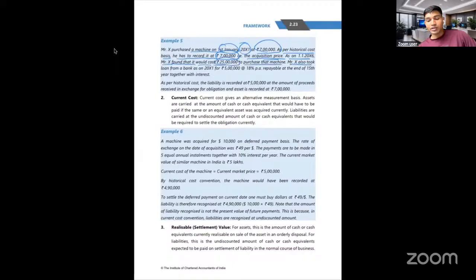Mr. X also took a loan from a bank in 2021 for rupees 5 lakh at 18% per annum, repayable at the end of the 15th year together with the interest. As per historical cost, the liability is recorded at rupees 5 lakh, the amount of proceeds received in exchange for the obligation, and the asset is reported at rupees 7 lakh.